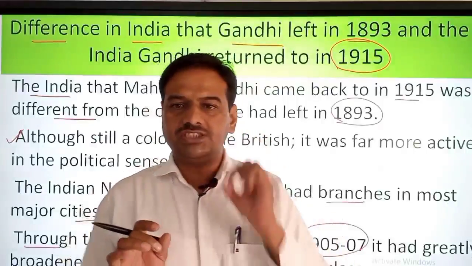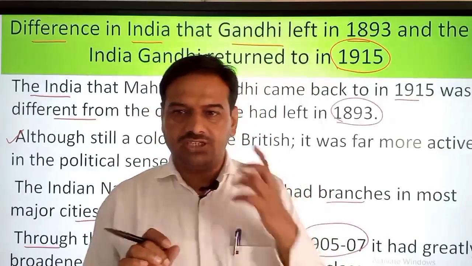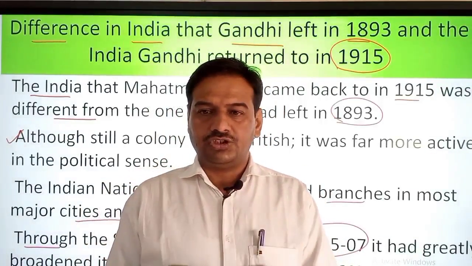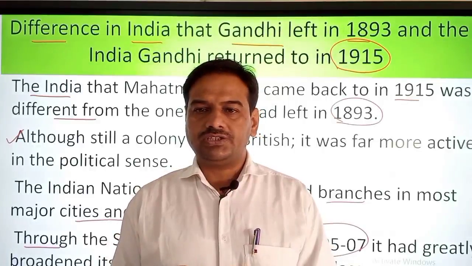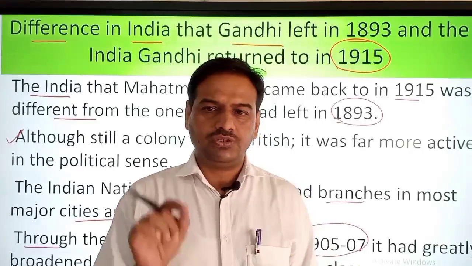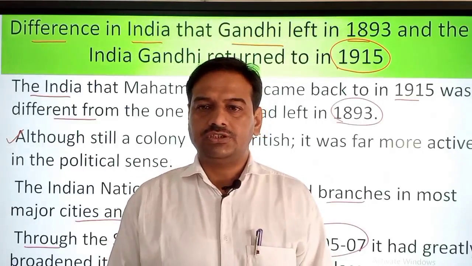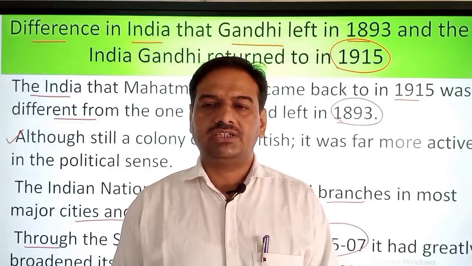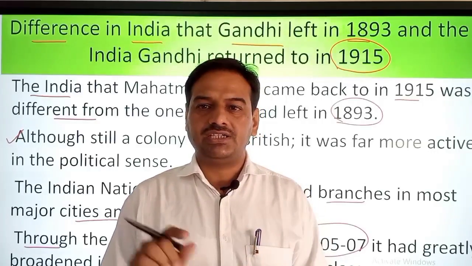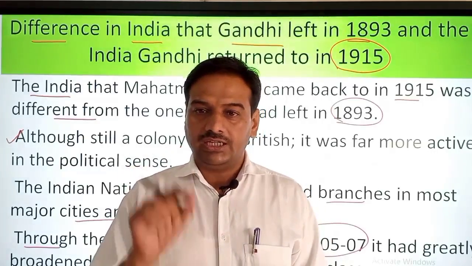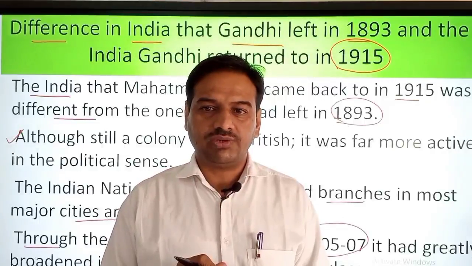Why was the Swadeshi movement started in India? Let me tell you. The Partition of Bengal, or the division of Bengal, took place in 1905, and it was done by Lord Curzon. A movement was initiated by the nationalist leaders at that time against the division of Bengal, and that movement is known as the Swadeshi movement.